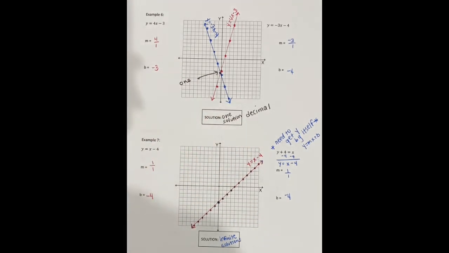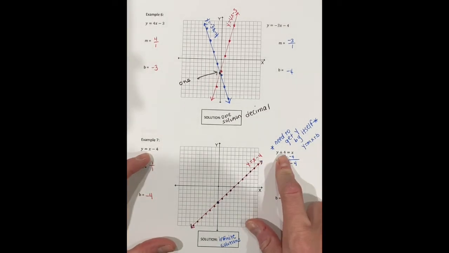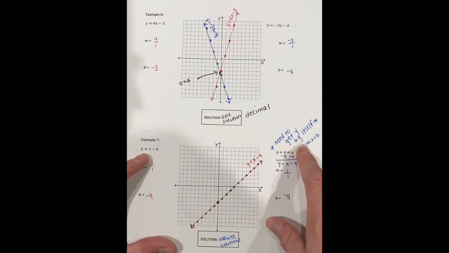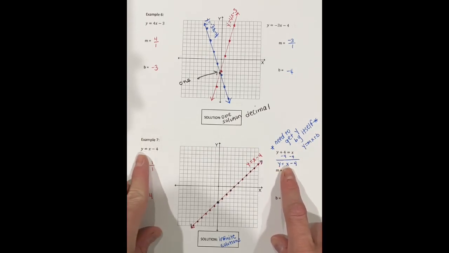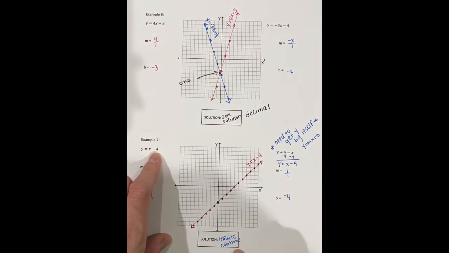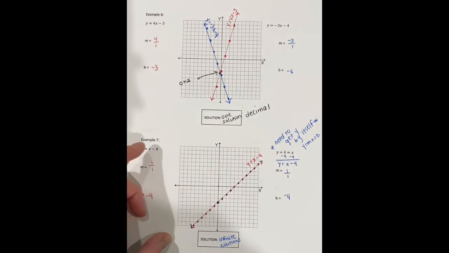Looking at example 7, the first line was easy to graph. But if you look at the second line, it's not in slope-intercept form. So you need to make it in slope-intercept form by getting the y by itself. So you subtract the 4 on both sides. You end up with y equals x minus 4. Now, before even graphing, look at the two equations. They're the same exact equation. So what kind of solution does that tell you you're going to have? That tells you you're going to have infinite solutions because it's the same exact line.